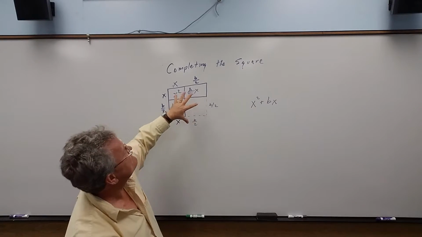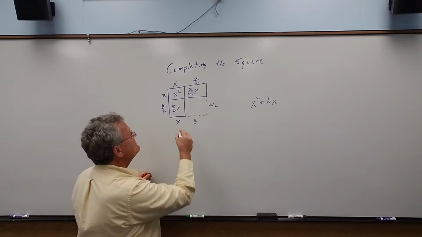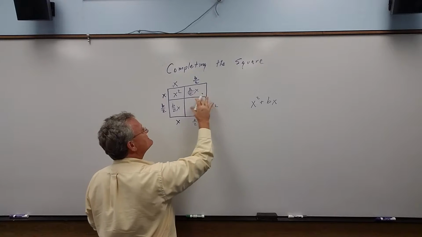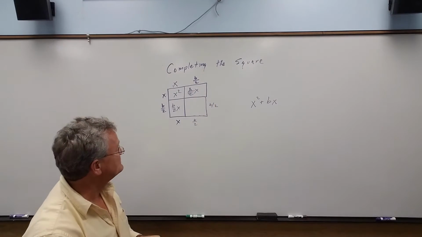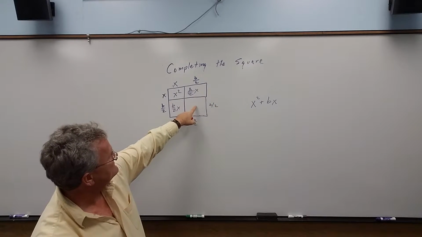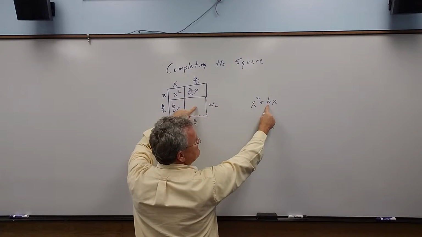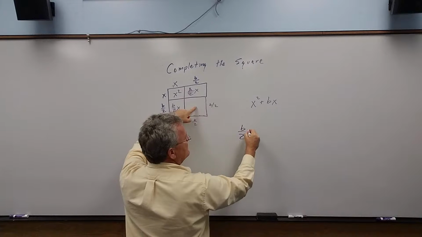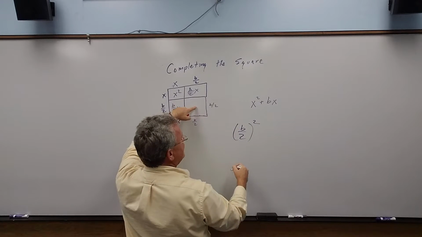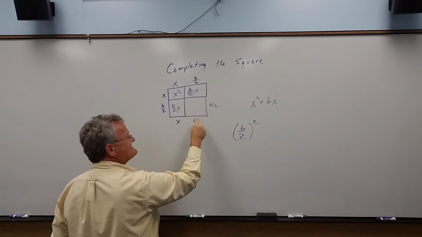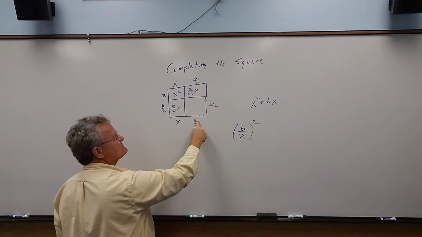Well, we want to complete this square. In other words, we want to do this so it becomes a completed square. We want to add this part to it. Well, what do we do? We take half of this number and we square it. And half of that number is exactly this right here, b over 2.